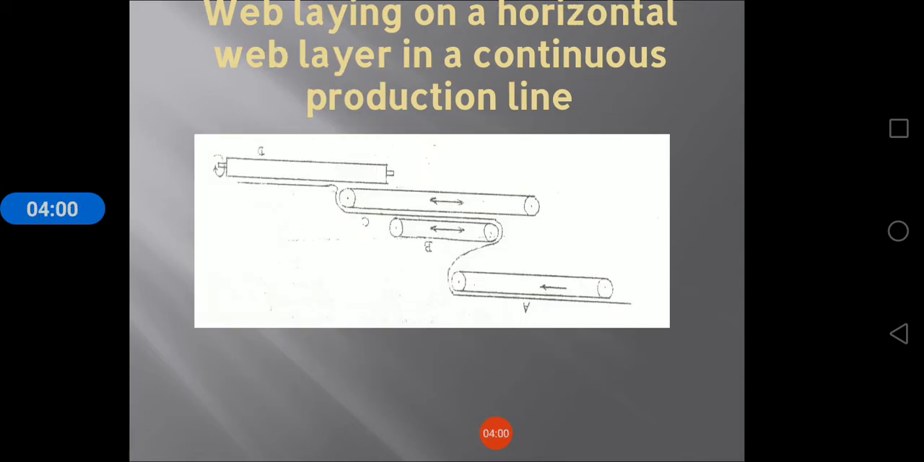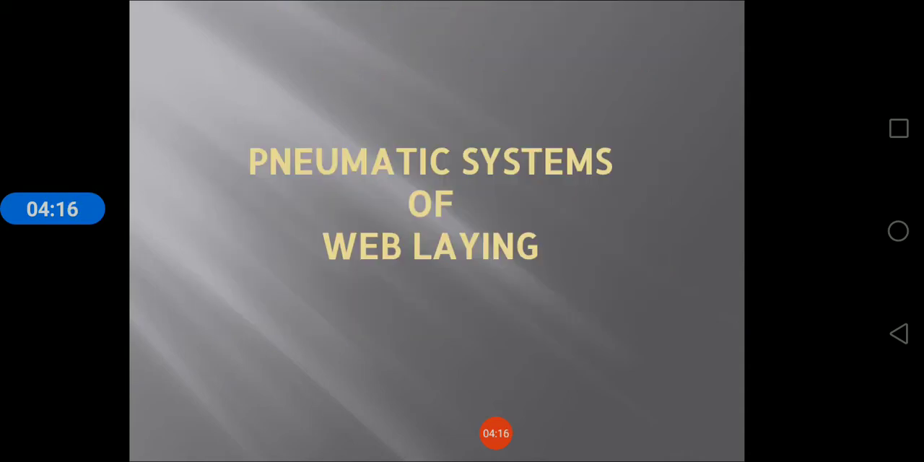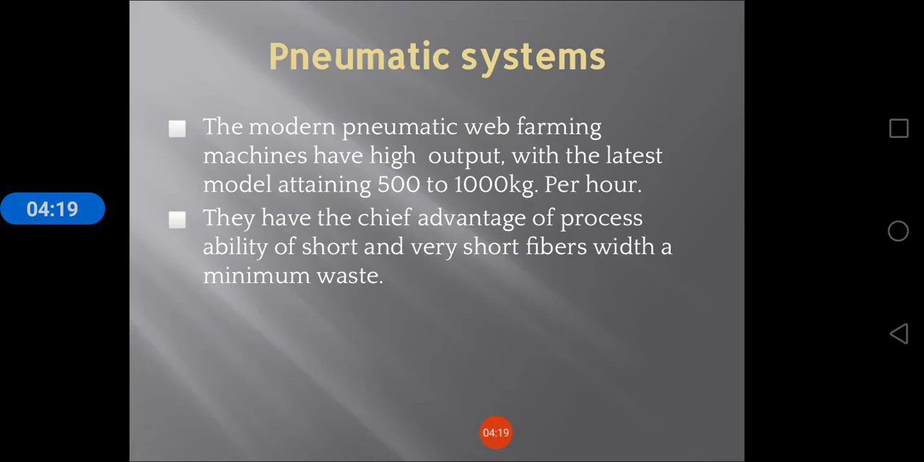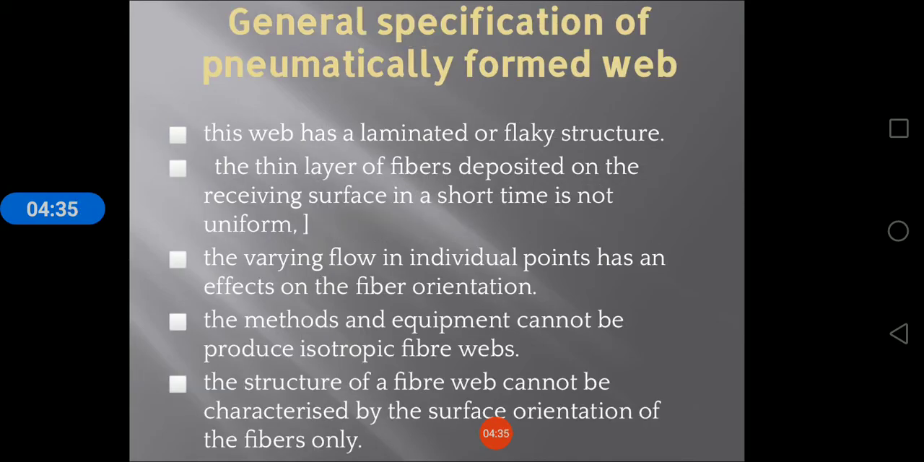Web laying system on a horizontal web layer in a continuous production line. These layers are horizontal in the continuous production line. The web is formed on 4 conveyor belts, and after that the calendaring effect will be introduced in these layers. And the pneumatic systems of web laying. The pneumatic web forming machines have high output, with the latest models attaining 500 to 1000 kg per hour. They have the chief advantage of processability of short and very short fibers with a minimum of waste. And general specifications of pneumatically formed web.